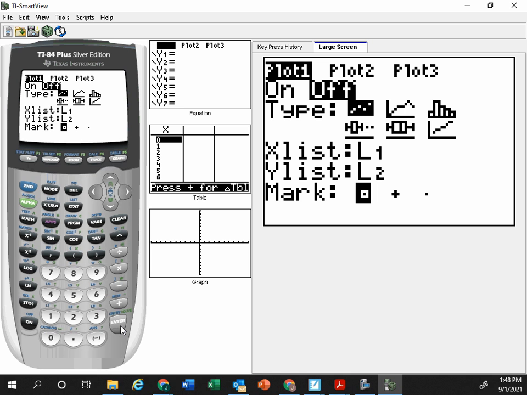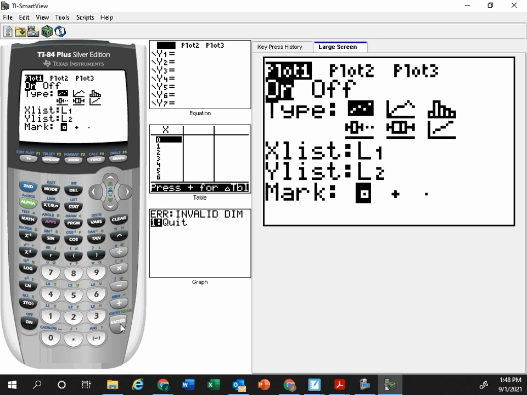Now, mine has off highlighted. I definitely want on to be highlighted, otherwise it won't show up on your graph. So make sure on is highlighted. Second, y equals got me into stat plot.